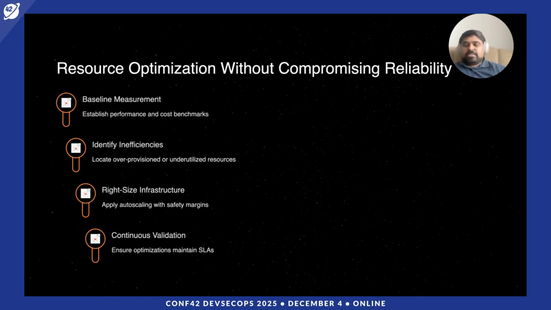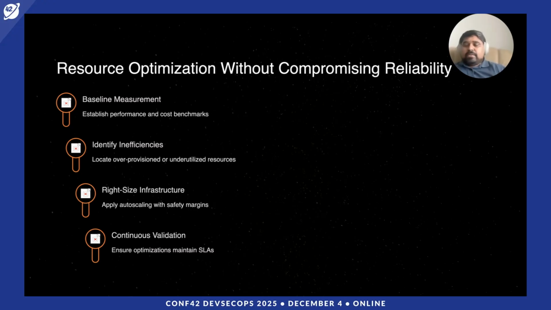First, baseline measure. Establish performance and cost. So, run for average traffic of 2,000 requests per second. Peak traffic, 8,000 requests per second. The cost will be $50,000 per month. Availability is 99.94%, and error rate is 0.03%. This will be your baseline.